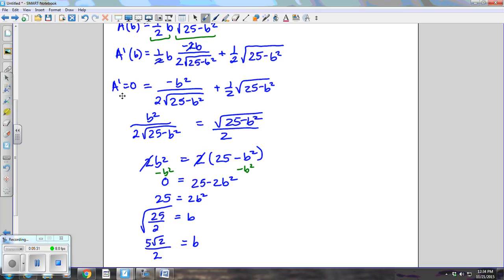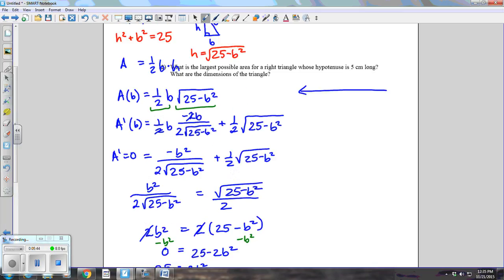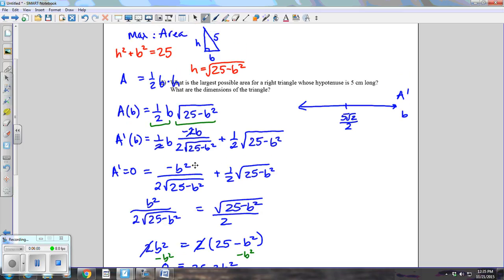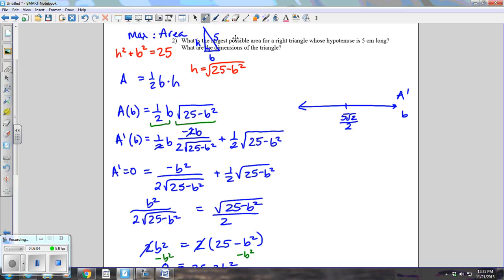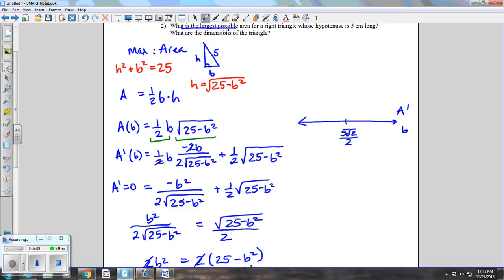This was a longer derivative and also a longer solving, but it's going to be fairly quick now to take that value and test it. So I'm going to go back up to the top here and test 5 root 2 over 2 in a first derivative test. So b, the value, is 5 root 2 over 2. Not too sure what that is, but it's good to look right now and see what we have as a value for domain.